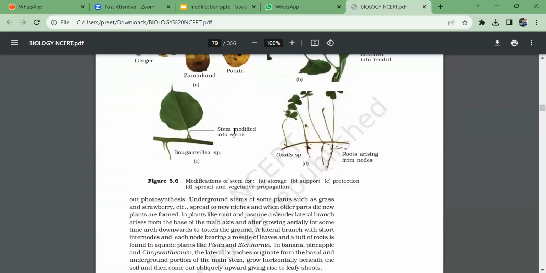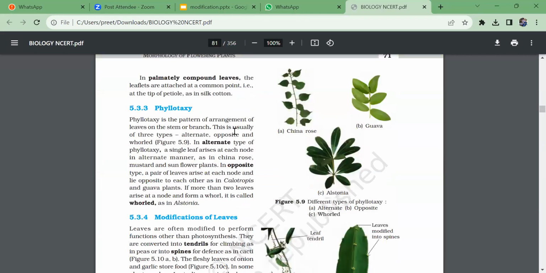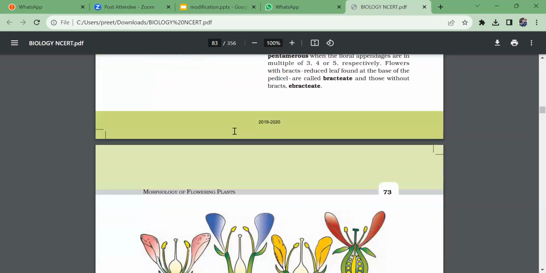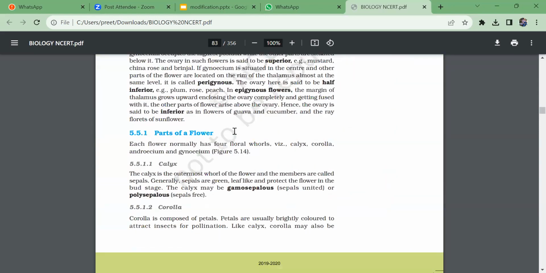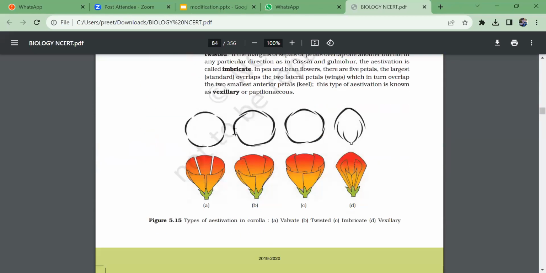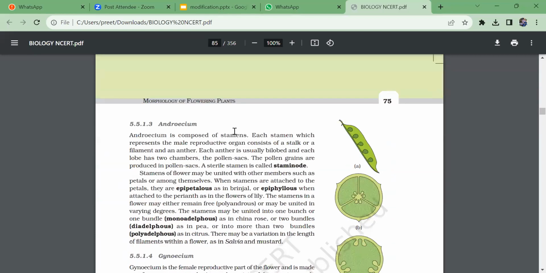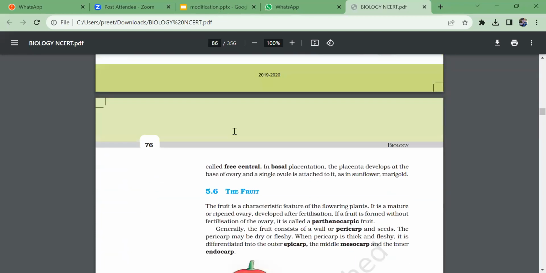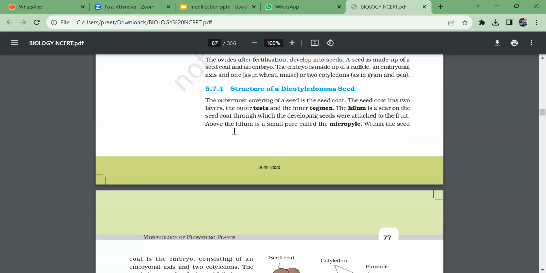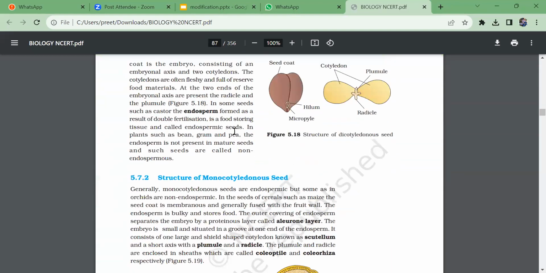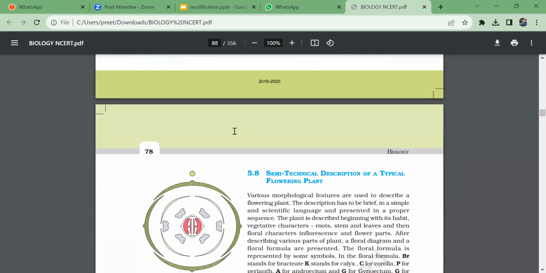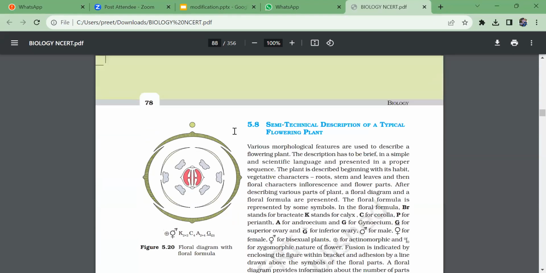The family part starts from your page number 78. Everybody open page number 78 from your textbook.